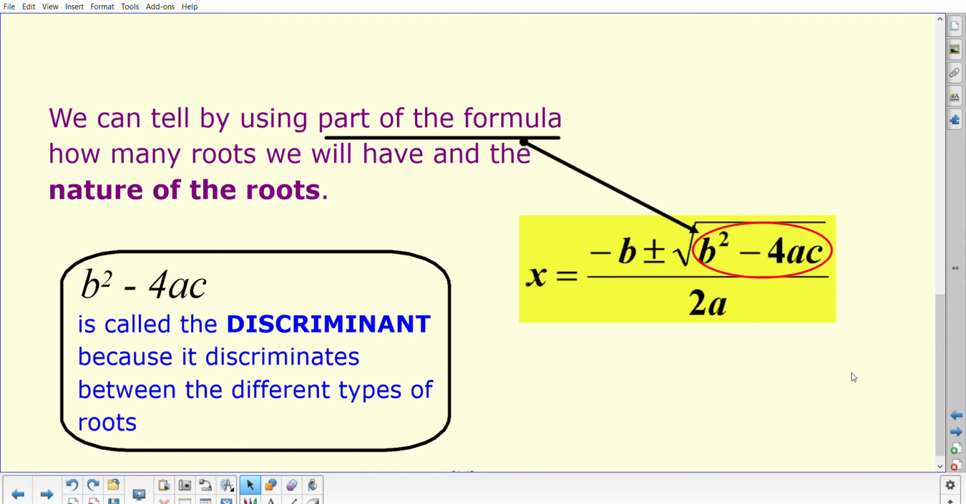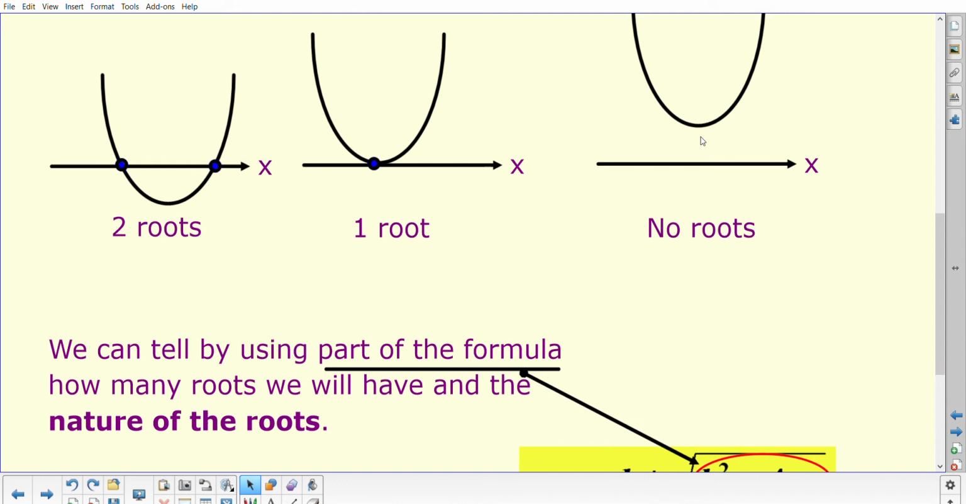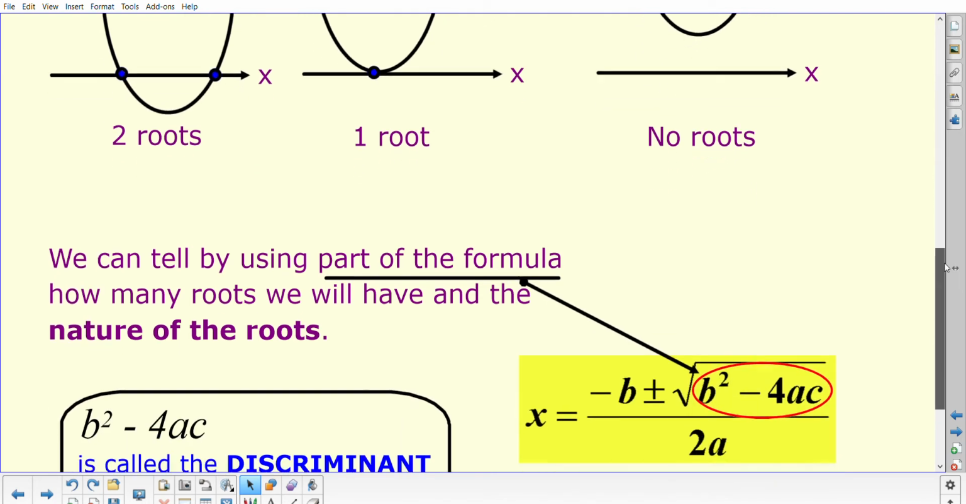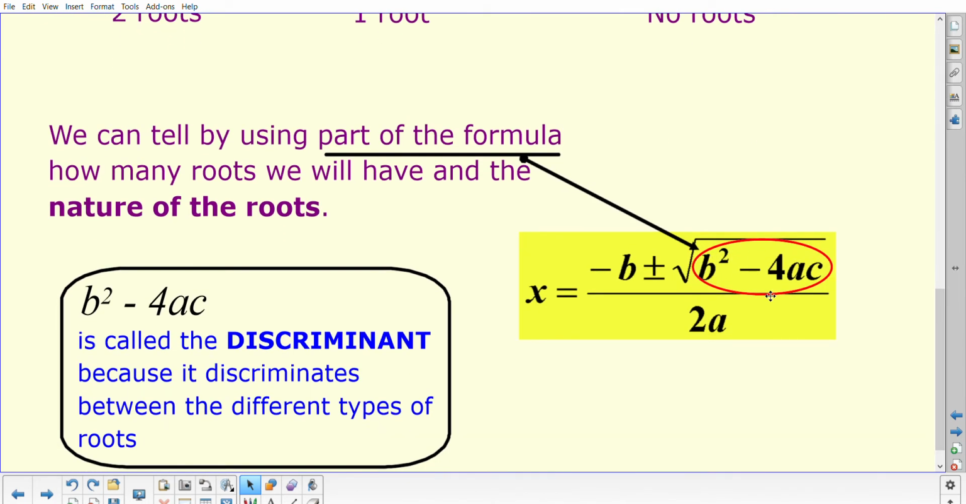Because if you think about it, if b squared minus 4ac turns out to have a negative value, and you try and do the square root of a negative number on your calculator, you'll find it doesn't exist. So that doesn't mean the graph doesn't exist, it just means that we can't work out any roots. And in that particular case, that would be this type of graph here. So the graph would be all above the x-axis and never ever touch the x-axis. So we can tell that just from working out the b squared minus 4ac part.